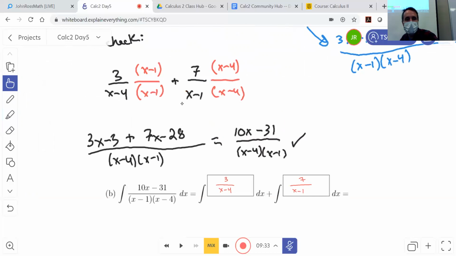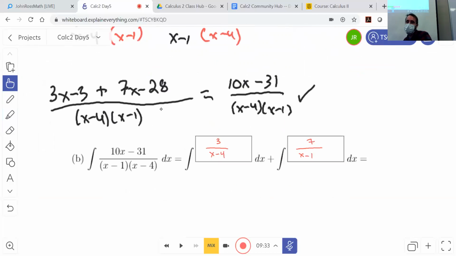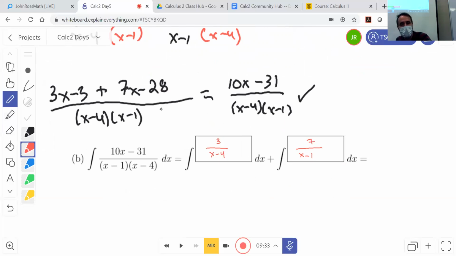Yeah, that's right. So we have the 3 over x minus 4. We have the 7 over x minus 1. And so we've just used algebra to break up this rational expression into smaller pieces, but the advantage is that these two new integrals are much simpler to compute.